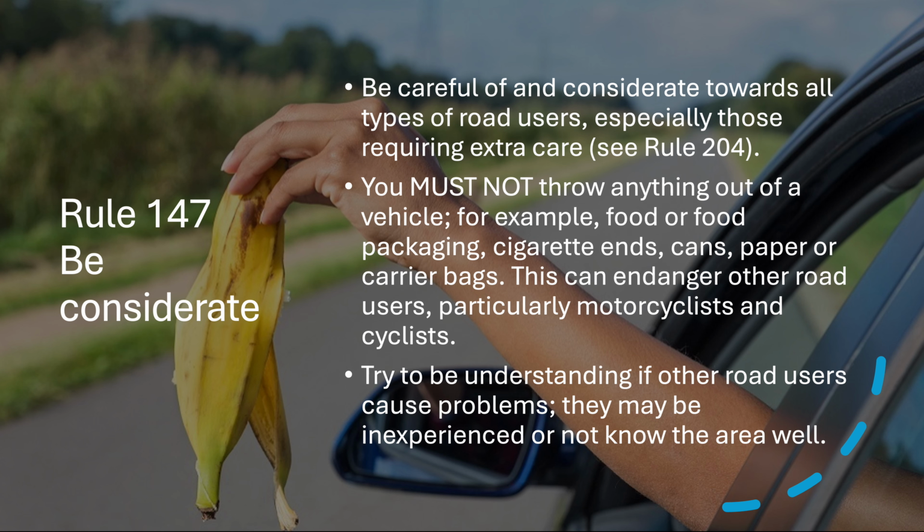Rule 147. Be considerate. Be careful of and considerate towards all types of road users, especially those requiring extra care. See Rule 204. You must not throw anything out of a vehicle, for example, food or food packaging, cigarette ends, cans, paper or carrier bags. This can endanger other road users, particularly motorcyclists and cyclists.